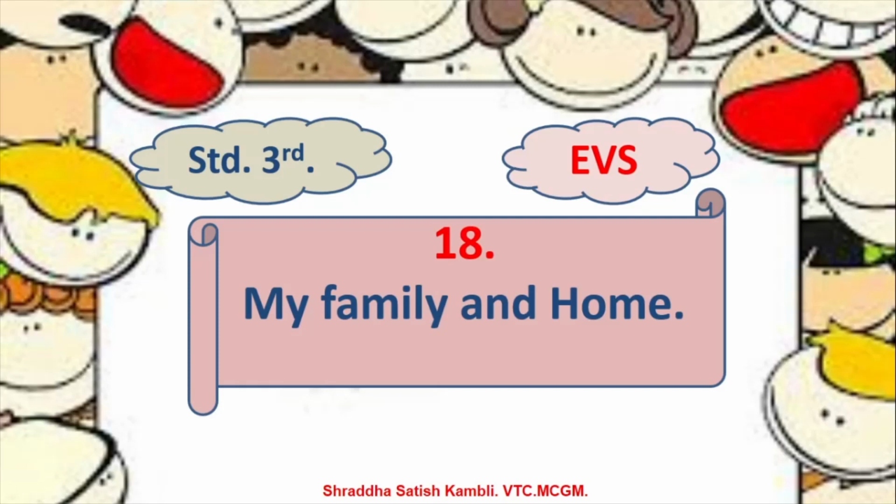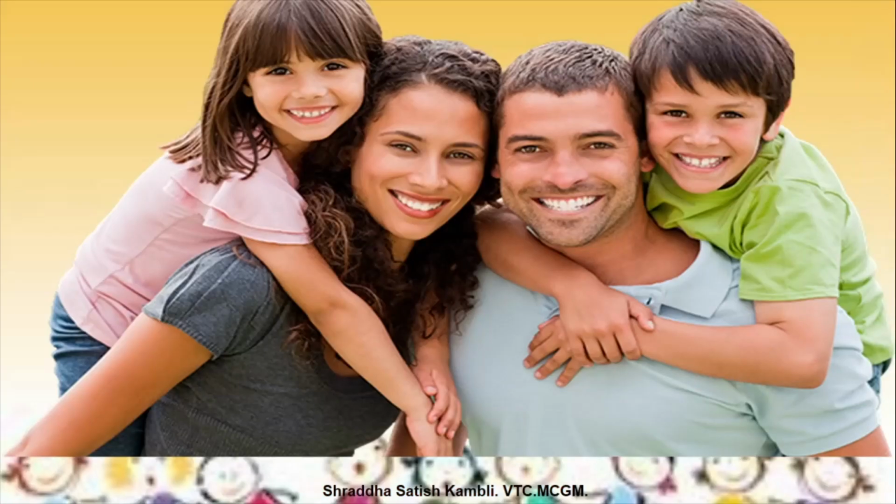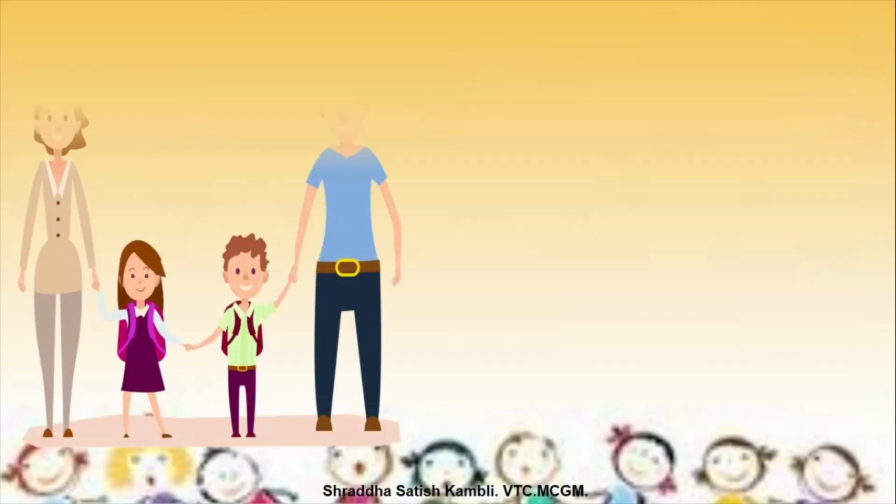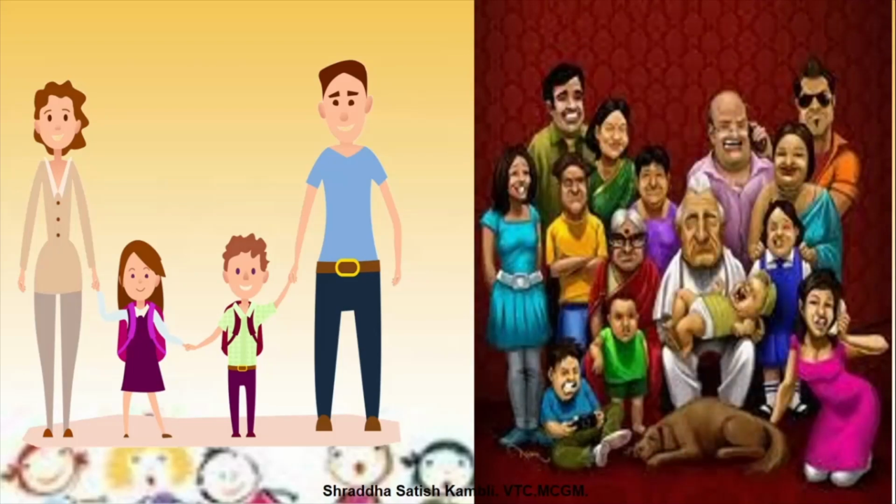So today we will start by doing a quick recap of the main points that we did last time, and then we will continue with the next part of the lesson. So this is part 2 of the lesson number 18, My Family and Home. Let's start by talking about what we learned last time, the main points. We saw that a family means father, mother and the children. But sometimes the families are small, with very few people. There are large families also.